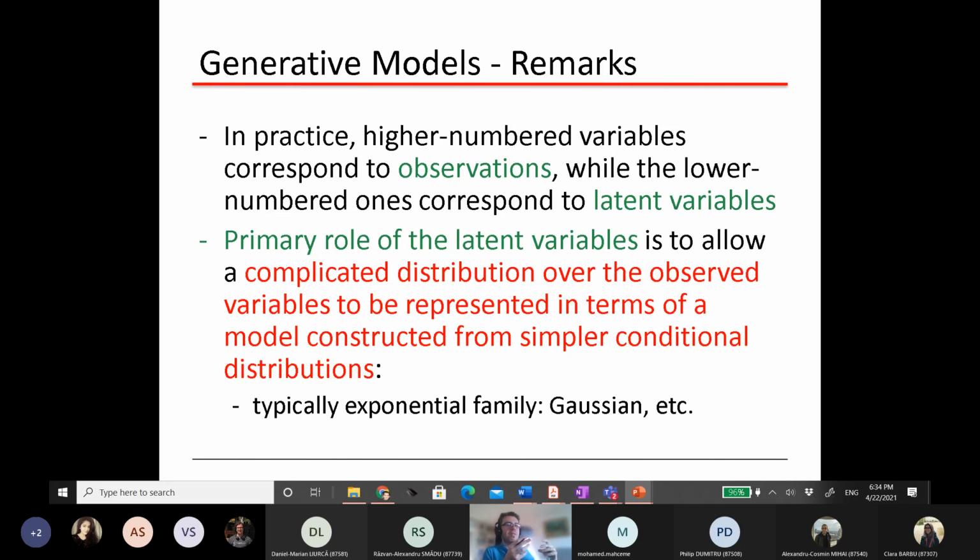And actually, you can imagine the process is the following. We have to the left latent variables whose role is actually to allow a complex distribution for the observed variables to be represented using simpler conditional distributions. When we say simpler conditional distributions, we actually mean distributions from the exponential family, like Gaussian, discrete, or something else. So this is what we mean by simple distributions. Distributions that we have used, like Dirichlet, maybe more complex, but this kind of Gaussian, discrete, Dirichlet.